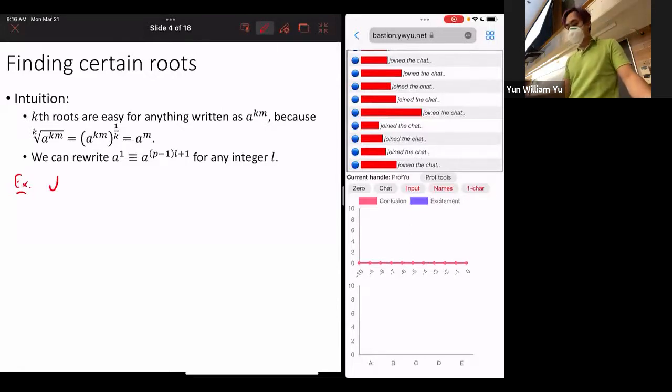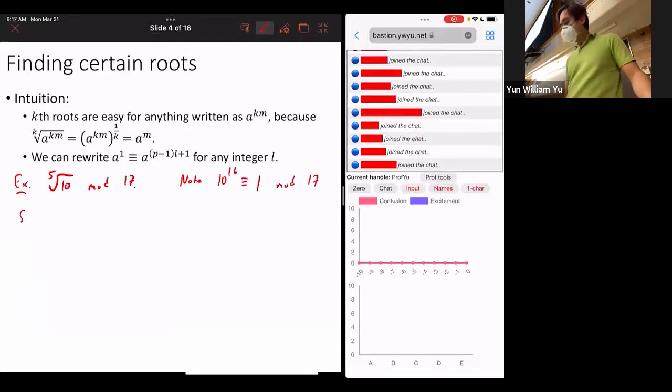So if we use this intuition, one way to solve this, which won't always work but one way that you can try is, let's say we're going to take the 5th root of 10 mod 17. Well, then we know that 10 to the 16 is congruent to 1 mod 17, right? Because any a to the 16 is congruent to 1 mod 17. So moving on, we know that, well, you could try writing out each of the different equivalent powers.